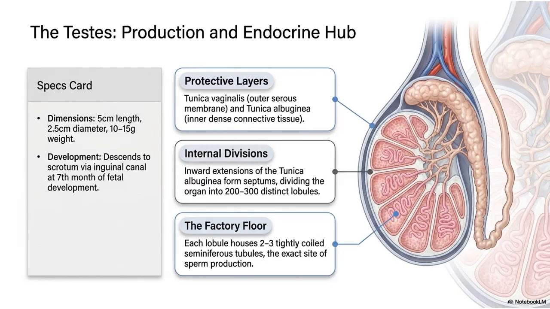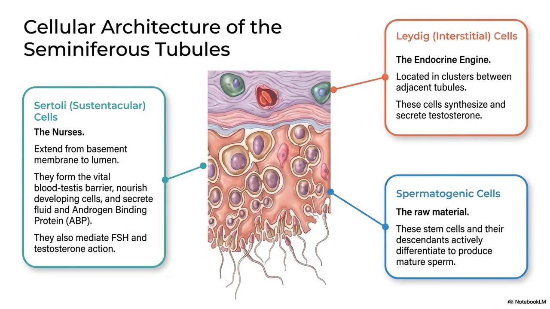Each compartment is known as a lobule, and each testis consists of about 200 to 300 distinct lobules. Inside the lobule, we can see the presence of 2 to 3 tightly coiled seminiferous tubules, which are the site for sperm production or spermatogenesis. So moving on to the seminiferous tubules, they mainly consist of 2 types of cells, that is the spermatogenic cells and the Sertoli or sustentacular cells.